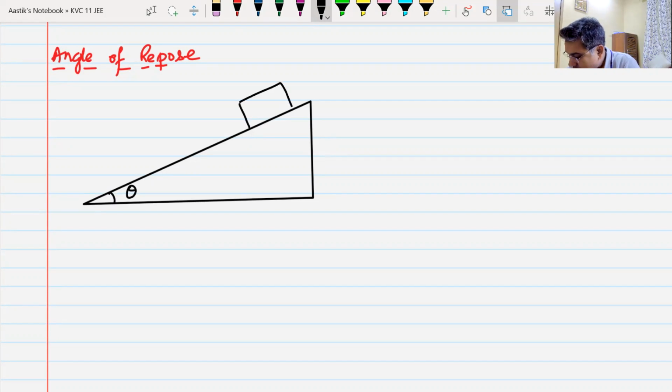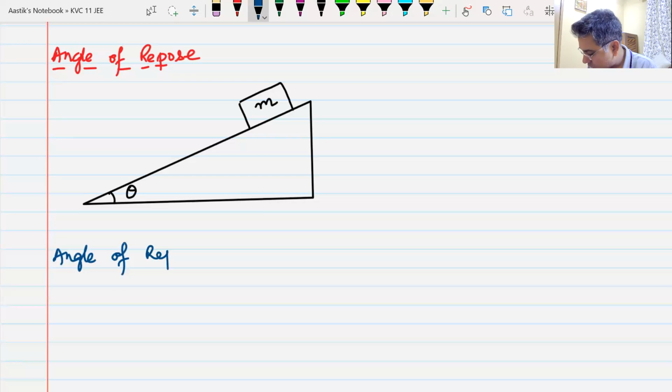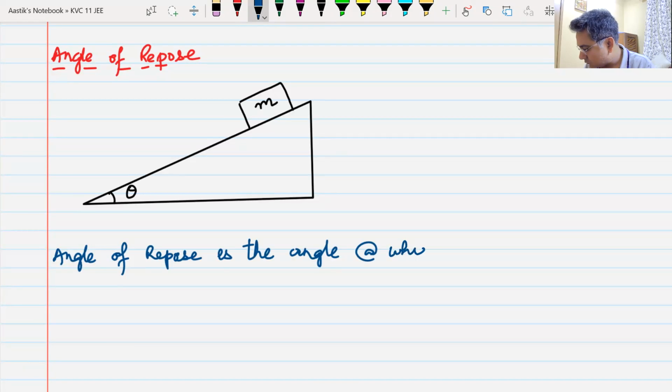This is the block which is kept on top of it. At one particular angle, this block will start to move down. Angle of repose is the angle at which the block starts to move down.